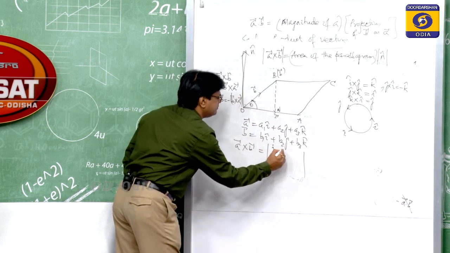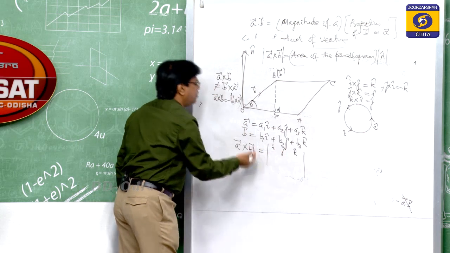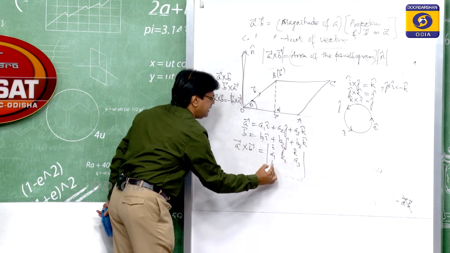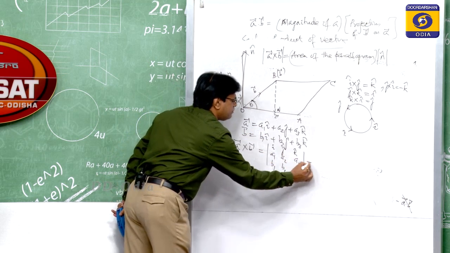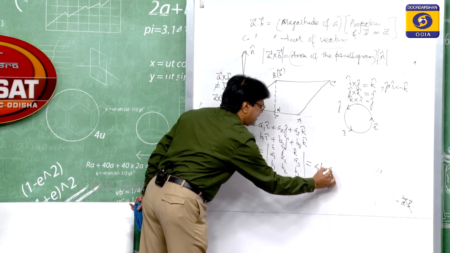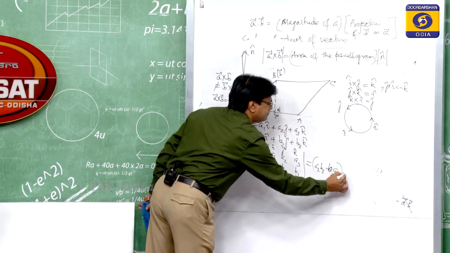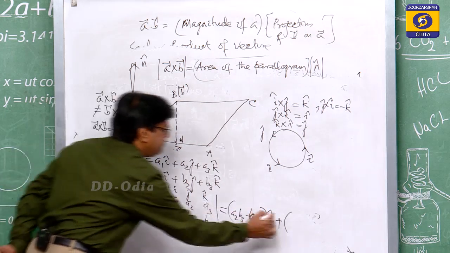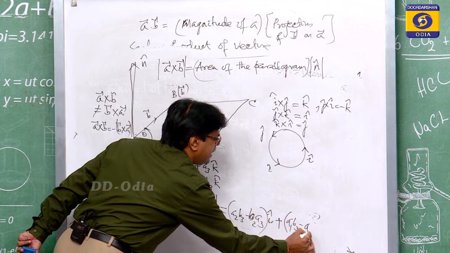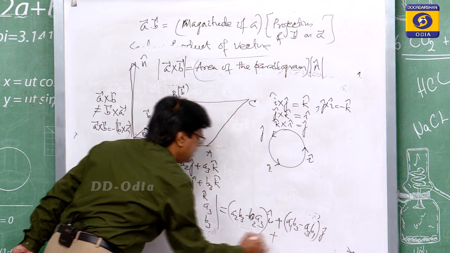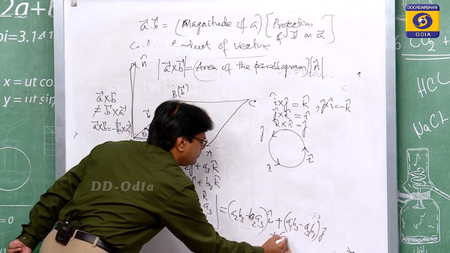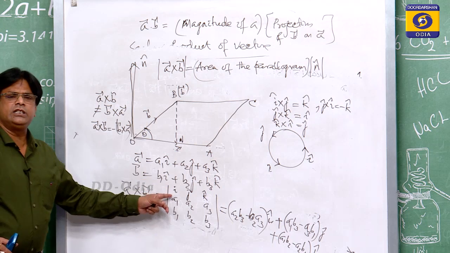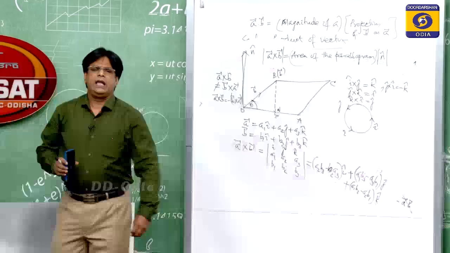So i, j, k, and the first row becomes the first vector having the components A1, A2, A3. Similarly, B1, B2, B3. So from this we have (A2 B3 minus B2 A3) i cap plus (A1 B3 minus A3 B1) j cap. Similarly, (A1 B2 minus A2 B1) k cap. So you can easily find the determinant of this vector A cross B.